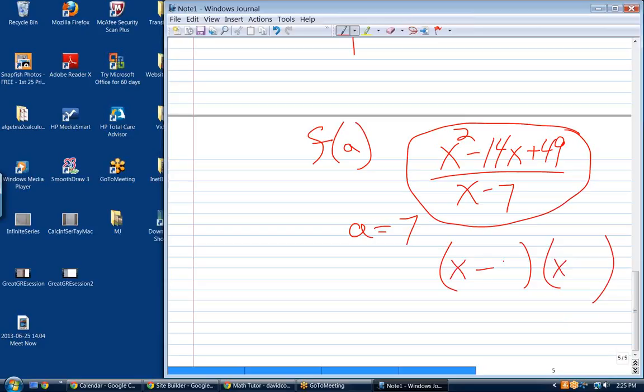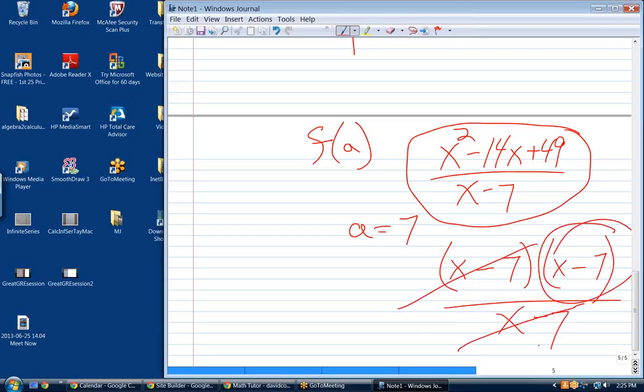X minus 7 and x minus 7. Okay. So now the x minus 7's cancel, and we're left with x minus 7. So f of x is equal to x minus 7. Now, what again were they asking? What value, if any, to assign to f of a to make f continuous at x equals a?